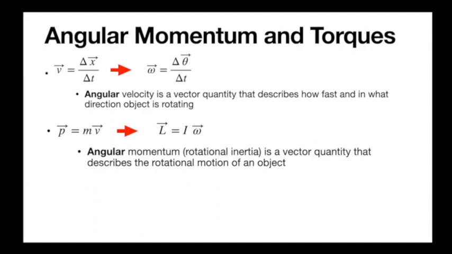Same thing with linear. If something's moving, its velocity is in the positive x direction. Its momentum is also in the positive x direction. And that's going to be true about angular momentum as well.